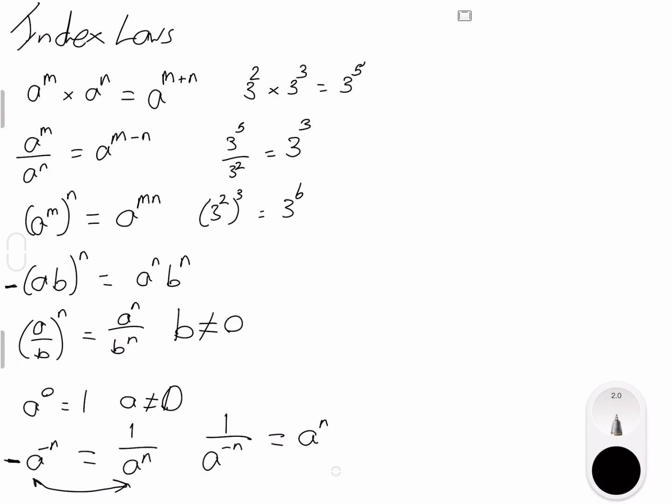So I do want you guys to make sure that you get these index laws written down. There'll be a bit of a quiz on it in class. If you've got any questions, just ask. But please, please get these written down, because we're going to hit the ground running using these next lesson.